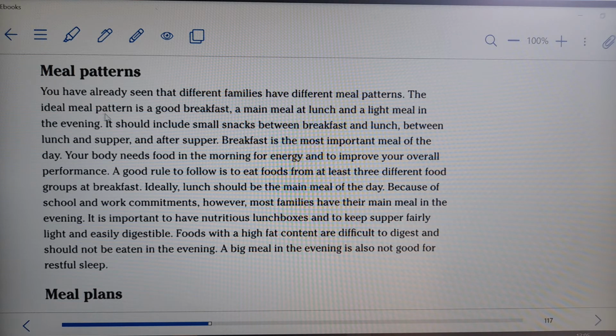The ideal meal pattern is a good breakfast, a main meal at lunch, and a light meal in the evening. It should include small snacks between breakfast and lunch, between lunch and supper, and after supper.